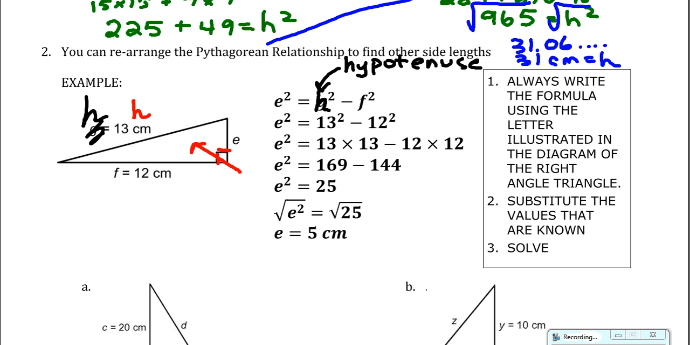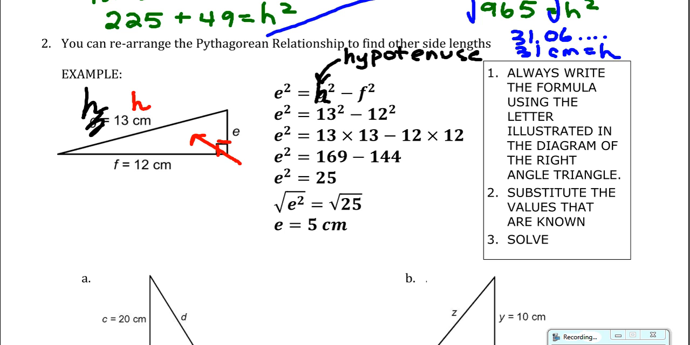So we're going to have the hypotenuse squared, 13 squared, take away the shorter side length of 12 squared. And so 13 squared, reminder, is the same as 13 times 13. 12 squared is the same as 12 times 12. So then we subtract them. So 25, that's the area coming off of this square for E, but we don't want to know the area, we want to know the side length. So then we take the square root to get the side length.